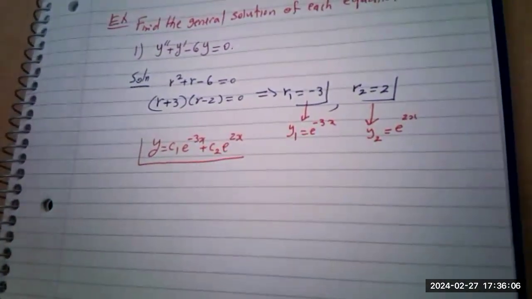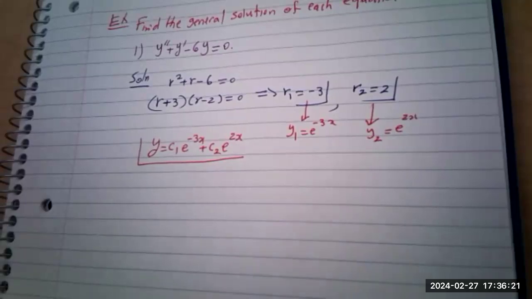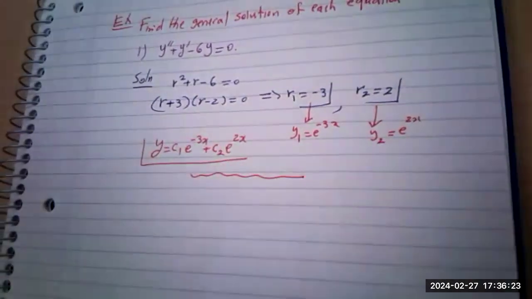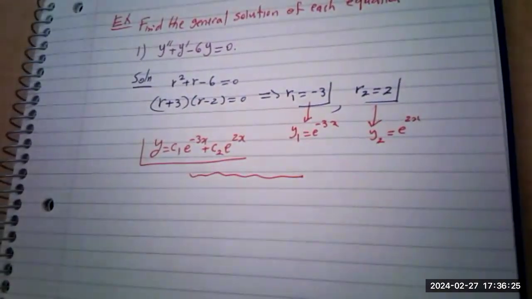I'm not going to do anything else to this equation, unless they ask for initial conditions. If the initial conditions were given, then you'd be able to find c1 and c2. This is the only other option. Otherwise, nothing more to do. Okay, that's case one, distinct solutions. Any question?